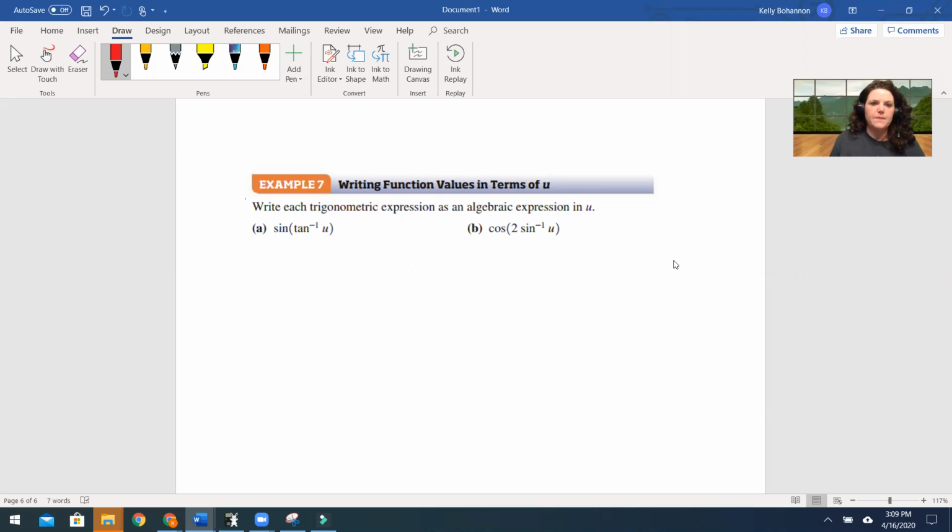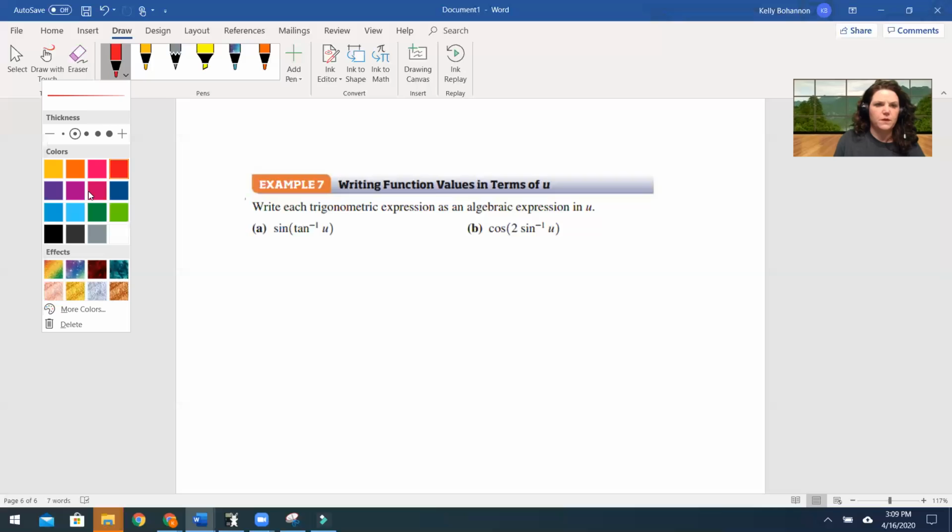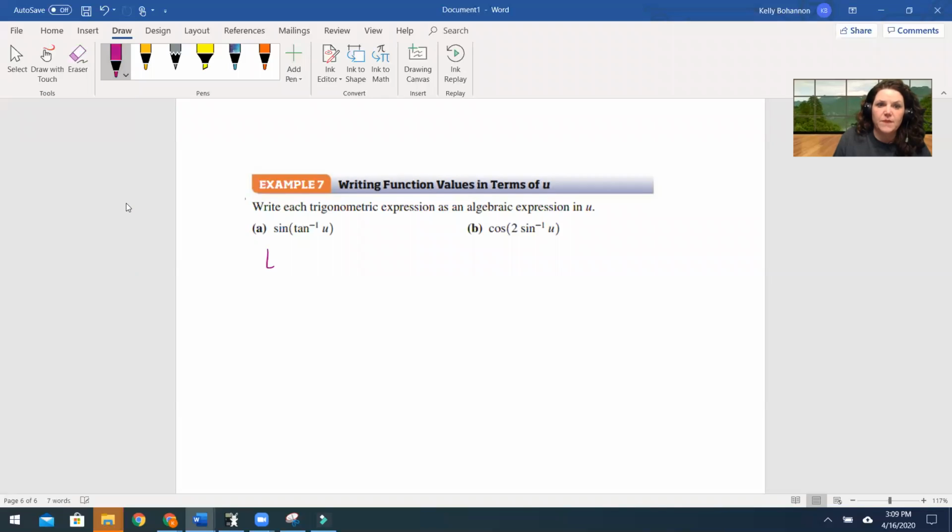All right. So in this case, we are writing function values in terms of u. This is very similar to what we were just doing a minute ago. So it's actually all of it combined together. All right, so I have arctangent of 1 equals u. So what I'm really asking is, what angle with tangent gives me u? Or I could write it this way. Tangent of, I'm going to use theta, would equal u. That's what this value is essentially saying.